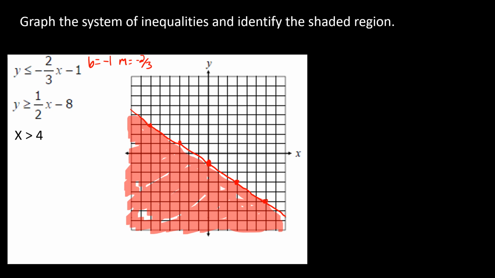We'll do purple here. For the next one, my b is negative 8, so I'm going to go down to negative 8: 1, 2, 3, 4, 5, 6, 7, 8. Here's negative 8. And my slope is 1 over 2. That means I'm going to go up 1 over 2, up 1 over 2, and again. We're also going to use a solid line because it is greater than or equal to. So now this shades everything above.